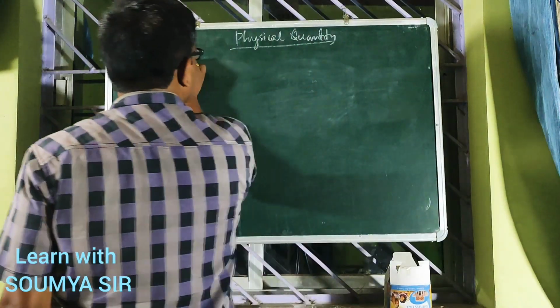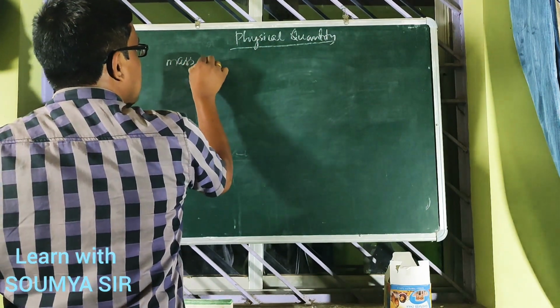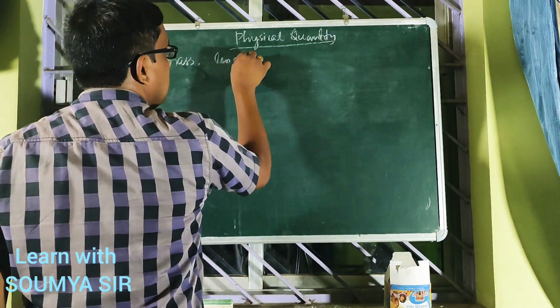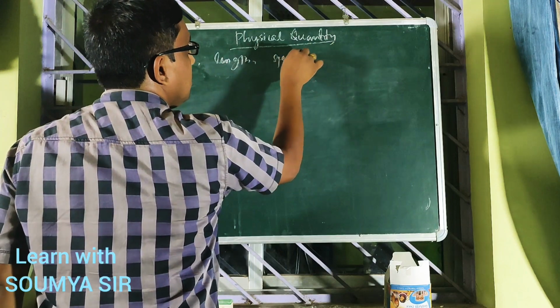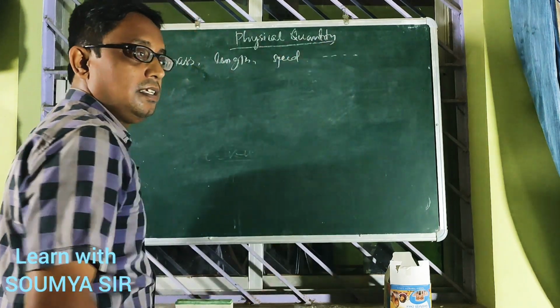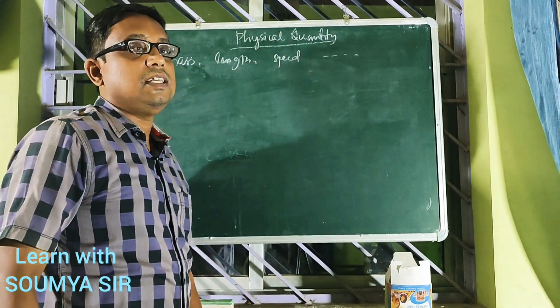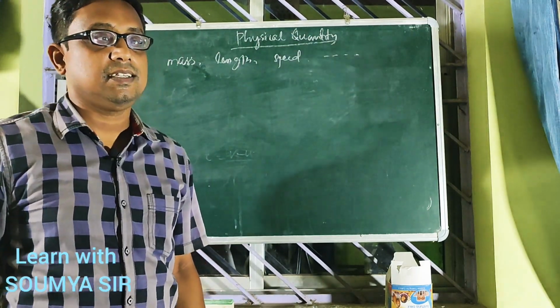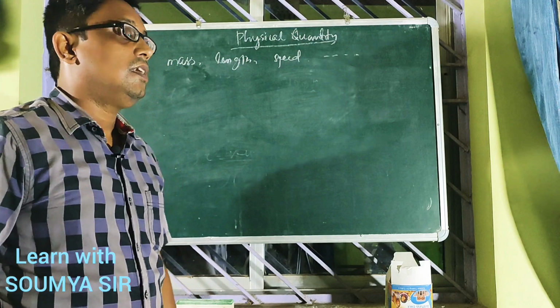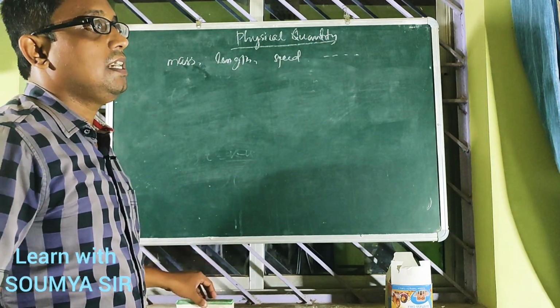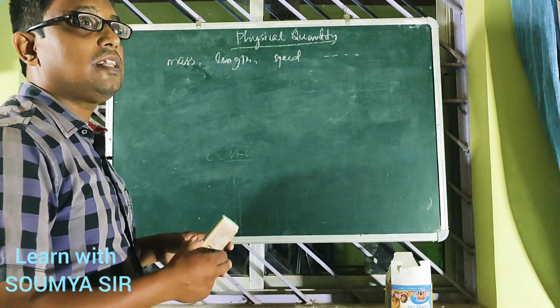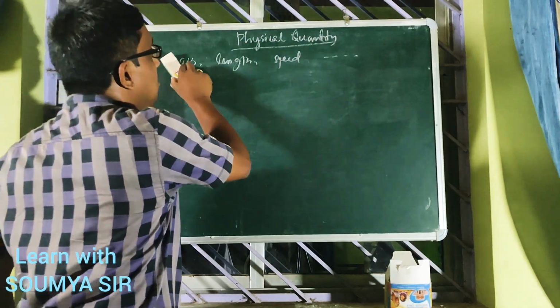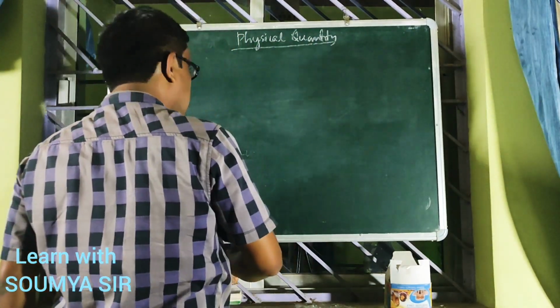Suppose mass, length, speed, like that. These are all called physical quantities. Now, what are the different types of physical quantity? There are two types of physical quantities.